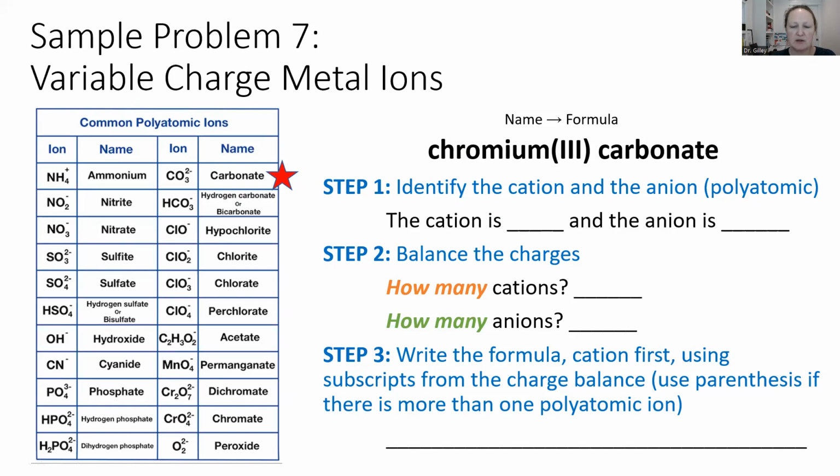Okay, what you're going to want to do is balance the charges. So determine how many cations are needed, how many anions are needed for charge balance. And then step 3 will be to write the formula, cation first, using subscripts from the charge balance, and use parentheses if there is more than one polyatomic ion. So go ahead and pause it, try to do this one yourself, and then resume and see if you got the right answer.